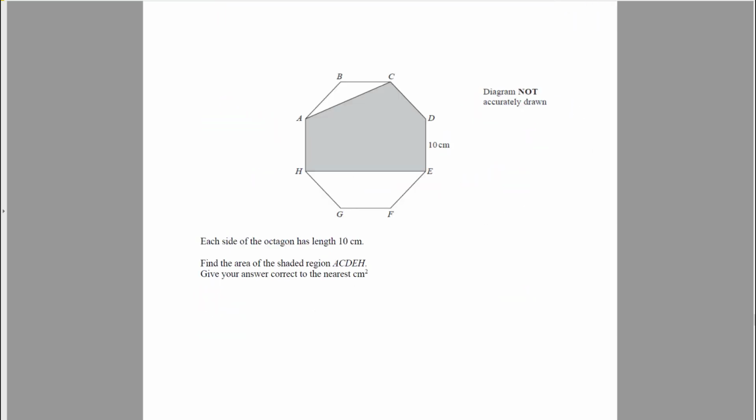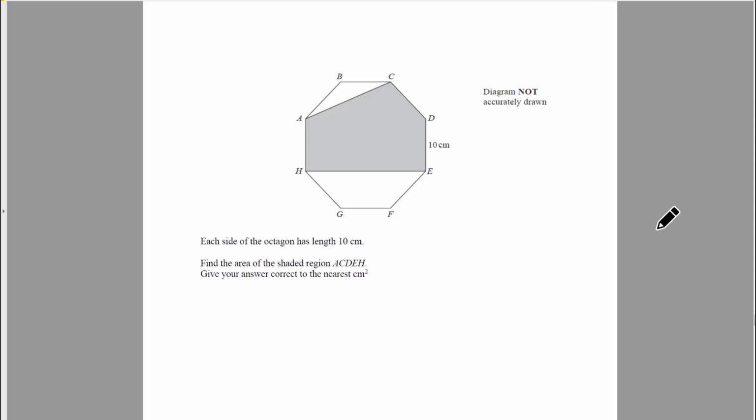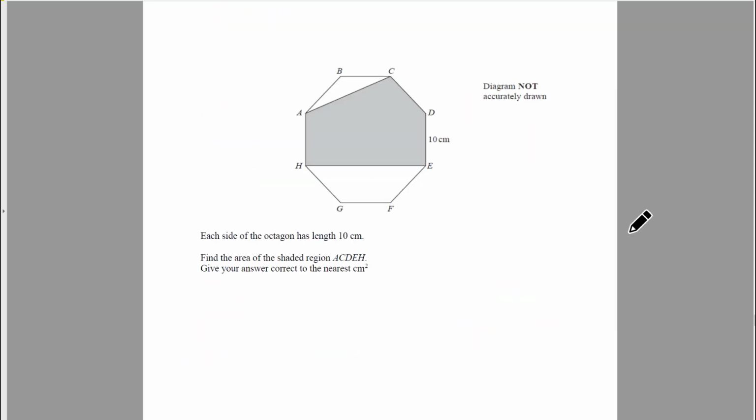Right, so let's have a look at this. This is question 18. The diagram shows a regular octagon. So regular octagon is all sides the same, all angles are the same. Find the area of the shaded region.